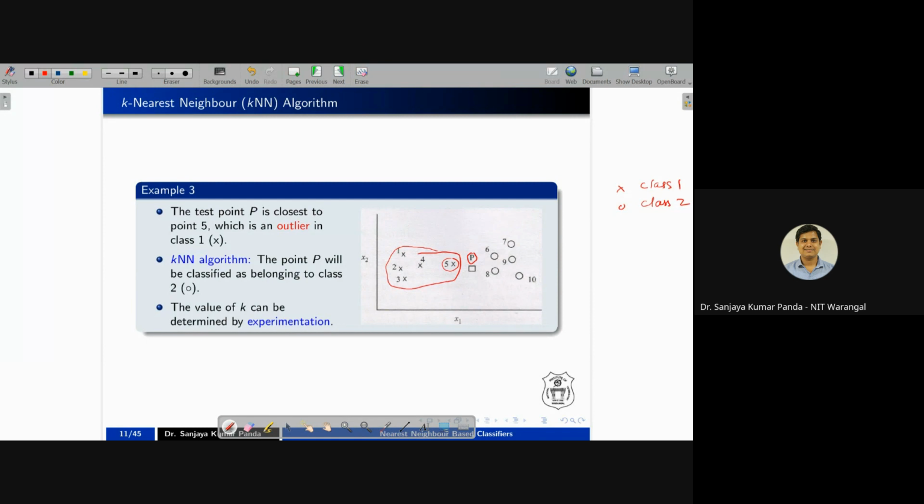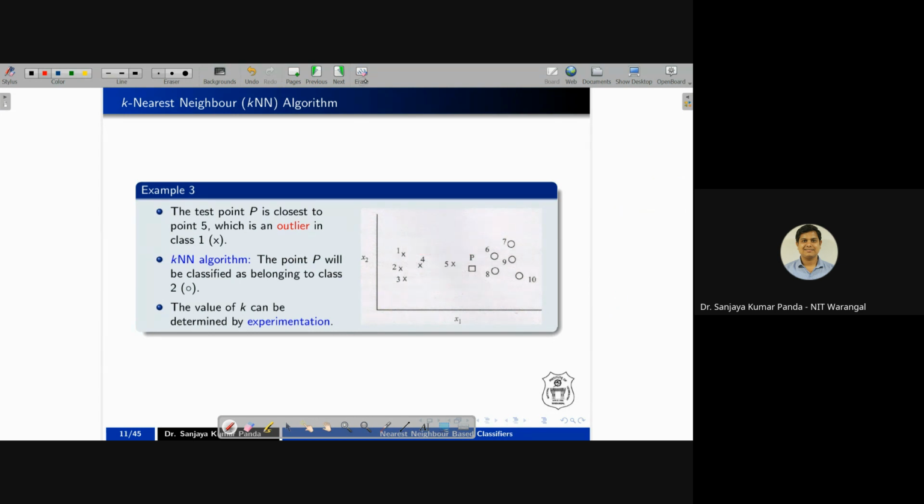So if you apply NN algorithm, so let's say 5 is the closest one, then the nearest neighbor algorithm will say which one is closest. 5 is the closest of P. So P belongs to class level 1. But if you go for KNN algorithm, KNN algorithm will take a set of values as input, right? It is not dependent on only one value. So the point P will be classified to belong to class 2.